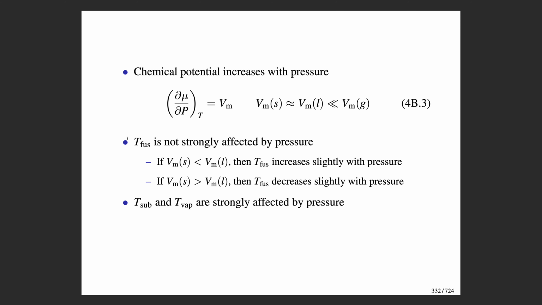So even though the melting point is not strongly affected by pressure, because the gas, the vapor, has a molar volume much, much larger than the condensed phase, what we find is that the sublimation temperature and the vaporization temperature are in fact very strongly affected by pressure, and they both increase with increasing pressure.